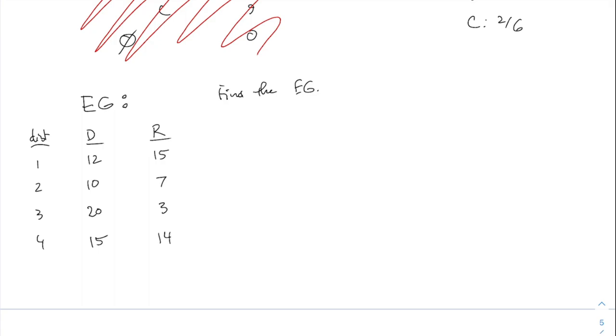The efficiency gap. The next column that I put here is the total. And then the threshold to win in each district, which will be slightly different if the totals are slightly different, and I believe they are in this case. So 12 and 15 in the first district is 27, 10 and 7 is 17, 20 and 3 is 23, 15 and 14 is 29. So those are the total number of voters in each district.